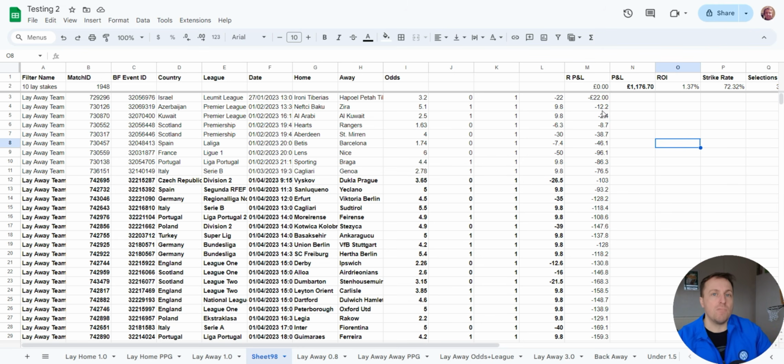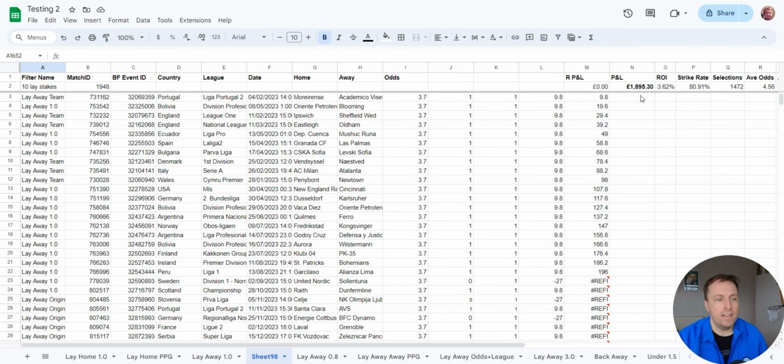Just go, right, where's my range? Where should my range be? Okay, that's where my range is going to be. We know that here it's 3.7 to 5.5. Now, before I get rid of those results, let's have a look. P&L 1176, okay, and ROI of 1.37. And the ROI is really important because that's what you're aiming to get up in this instance.